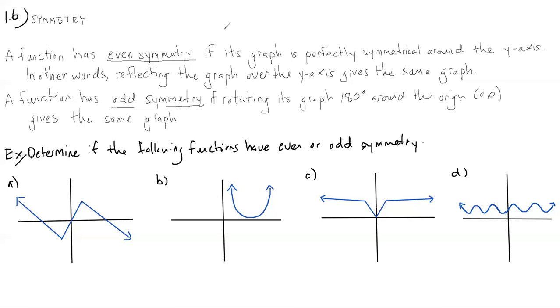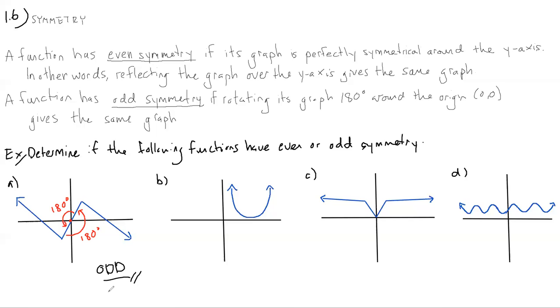All right, the first one. What we can see with this one is it's going through the (0, 0) point, and we get this nice rotation of 180 degrees of all of these points. That is basically exactly what we want for odd symmetry. So we would say that this one's odd.